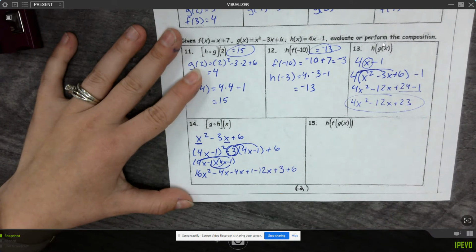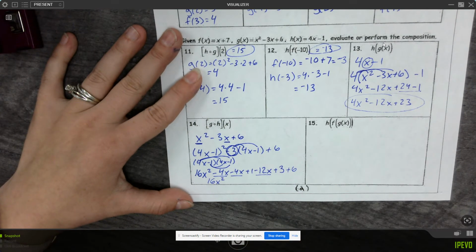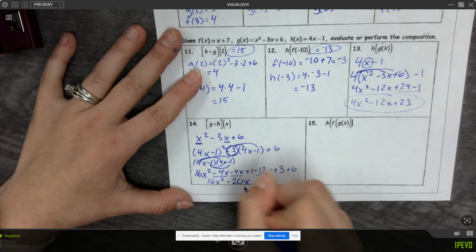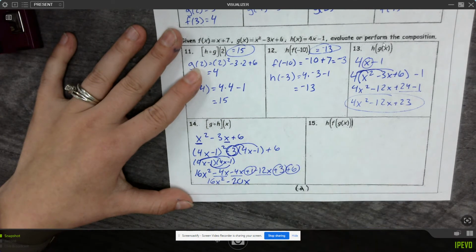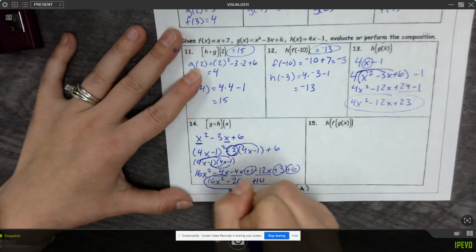Once you have done all your foiling and or distributing, then you move on to just combine like terms. I have a 16x squared with no like terms. I have a minus 4x, a minus 4x, and a minus 12x, all with x's on them. So negative 4 minus 4 minus 12 would be negative 20x. And you have a 1, a 3, and a 6, which would give you 10.